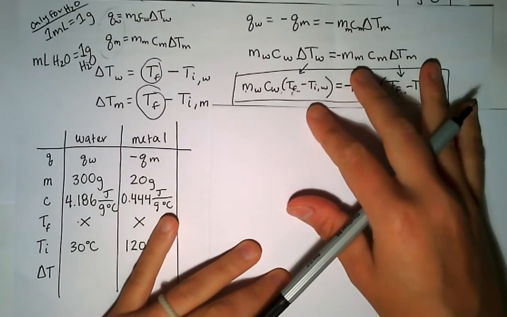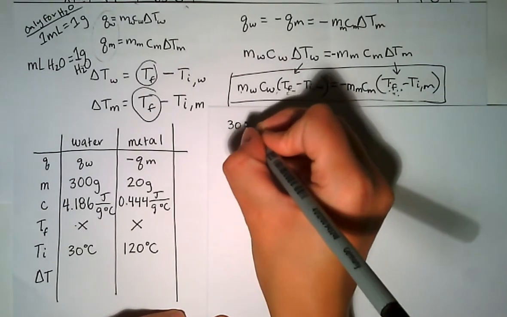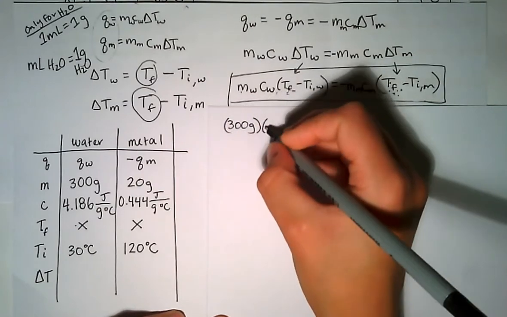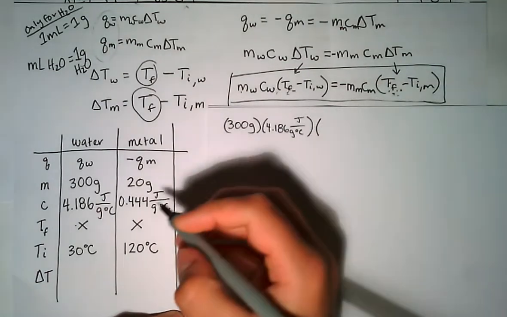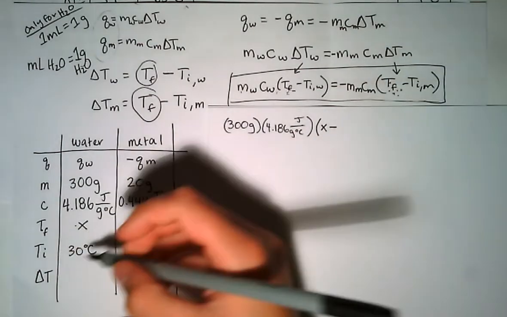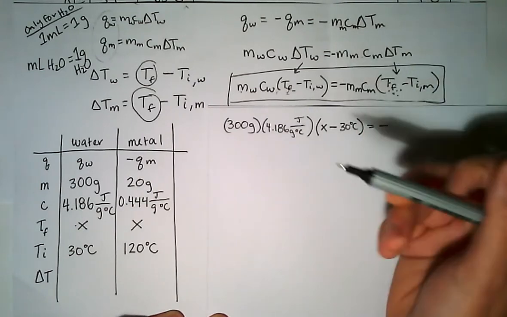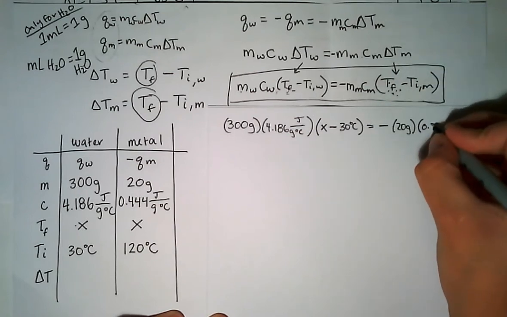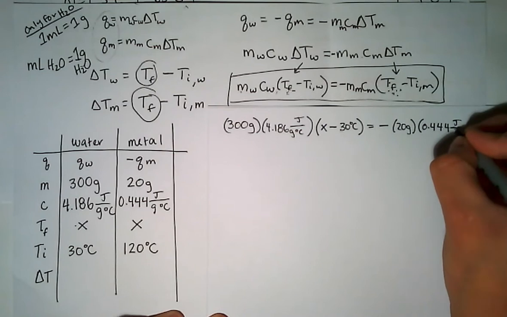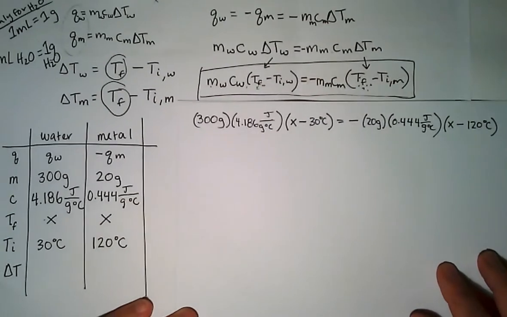So I'm going to move this paper up so we have plenty of room. So we need the mass of the water, so 300 grams, times the specific heat of the water, 4.186 joules per gram degree Celsius, times T final, so we're using X, minus T initial, 30 degrees Celsius, equals negative of the mass of the metal, so 20 grams, times the specific heat of the metal, 0.444 joules per gram degrees Celsius, times T final, X, minus T initial of our metal, which is 120 degrees Celsius. Oh, and I've actually already gone off the page.